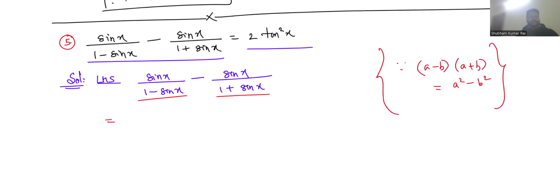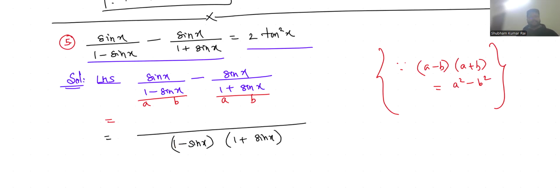So here it resembles a and b. Now we will just solve it. So here it will become 1 minus sin x and 1 plus sin x, right? And if I do the multiplication, this will be multiplied with this and this will be multiplied with this. So sin x will be like this. This bracket, 1 plus sin x, will come here. The negative sign will be there, and it will be minus sin x and 1 minus sin x, right?